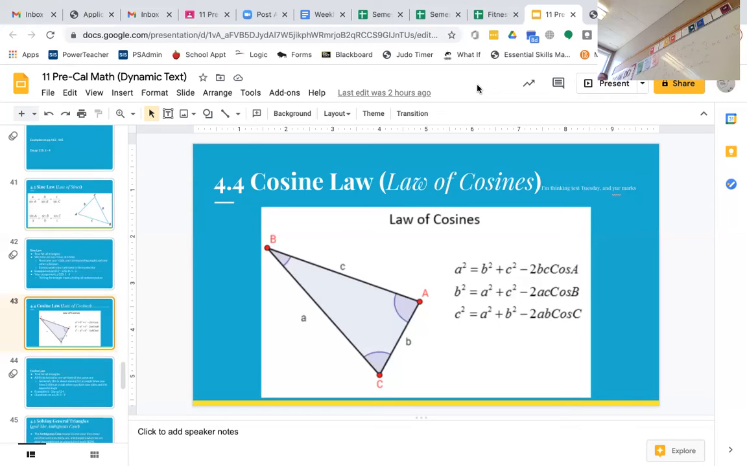When we're solving triangles, we will use sine law or cosine law. There is the odd time when you'll need the primary trig ratios. Sine is opposite over hypotenuse, cos is adjacent over hypotenuse, and so on and so forth. But these are the new ones.